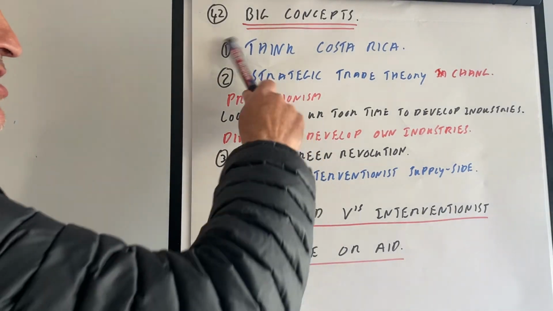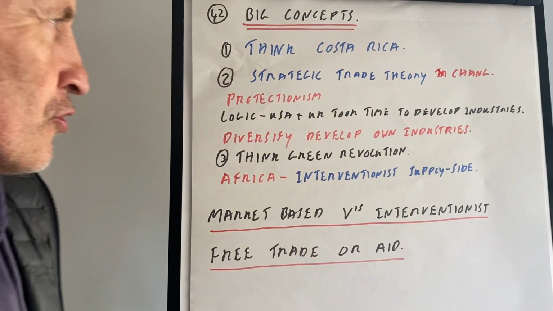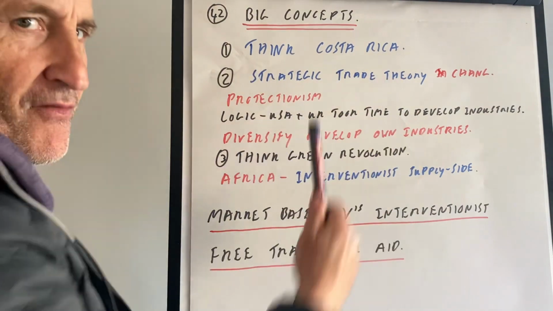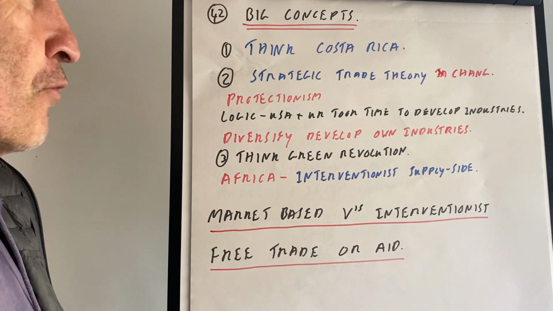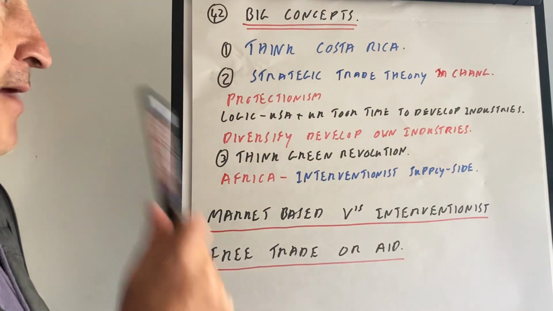Okay, big concepts. Think Costa Rica. It's a really handy country to talk about. They've succeeded really in economic development. That's what you need to say. And actually their economic growth rate is pretty cool right now. It's about 2 to 3 or 4%. They've grown the fastest of any country in South America.